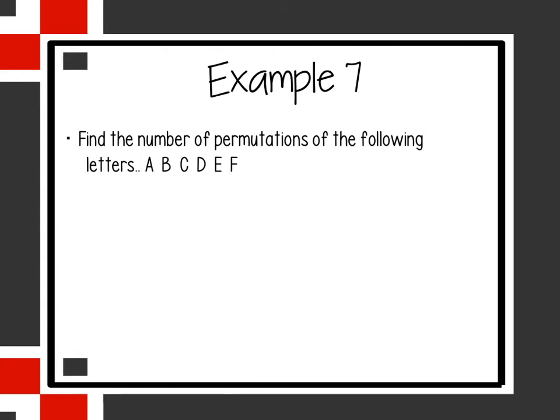Find the number of permutations of the following letters. A, B, C, D, E, and F. Is the whole test going to use scientific? Mm-hmm. How many letters are there? 6. So it is 6 factorial, which is 720.